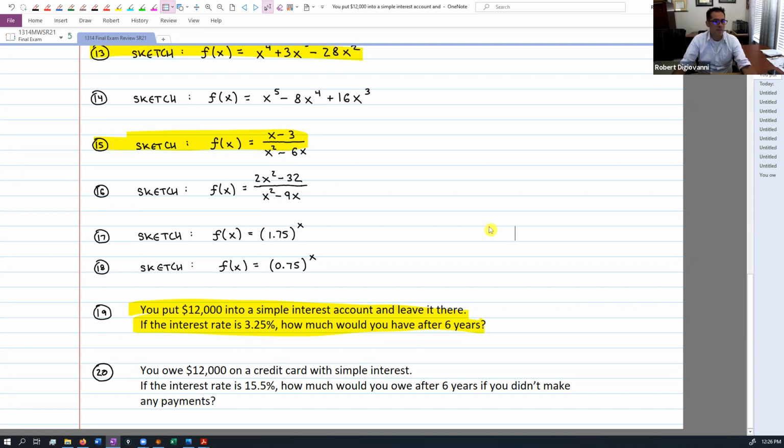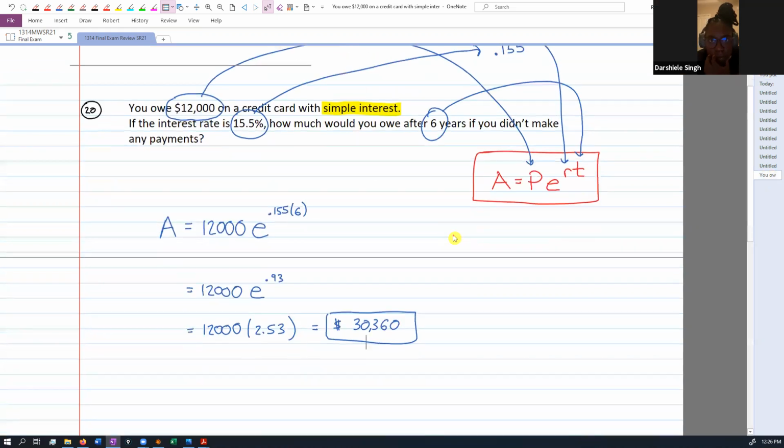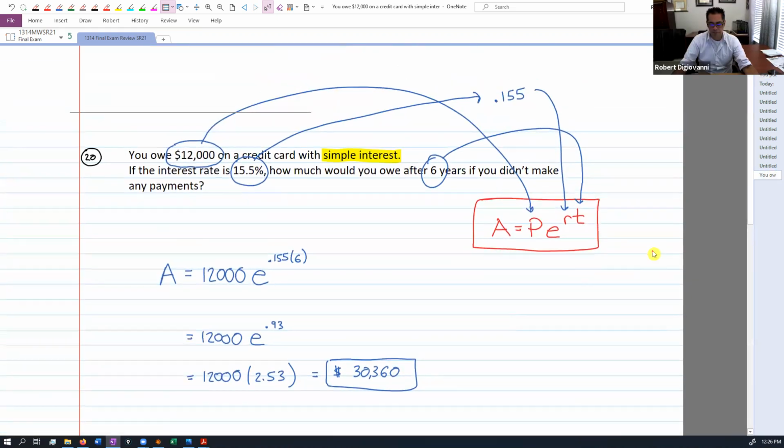Darshil, do you have a question? Yeah, I was going to ask if you can scroll back down to the resolution for number 20. This one? Any other questions? Okay, I'm going to work through those problems in just a moment.